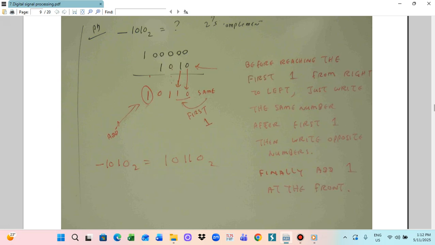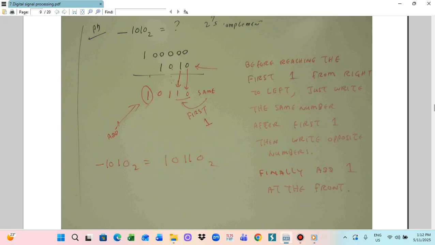So then, finally, add 1 at the front. So this is the rule you utilize.